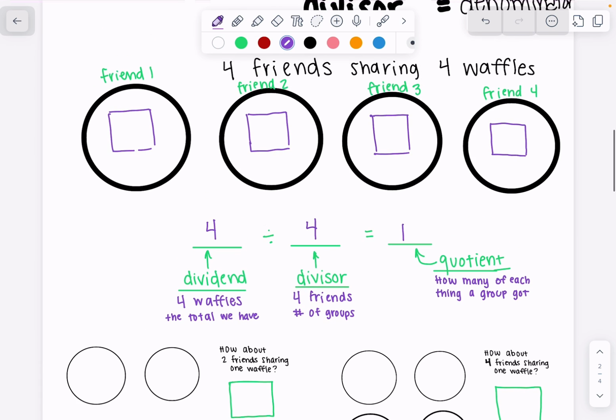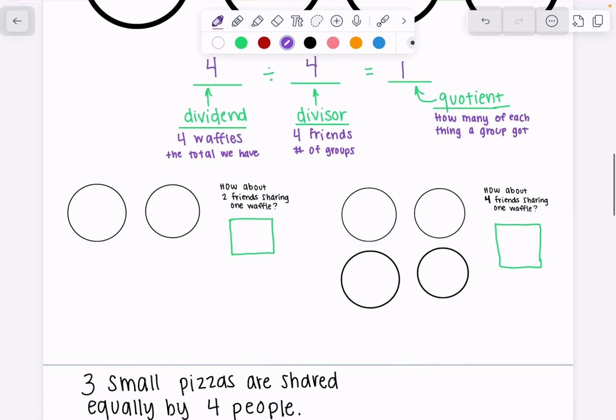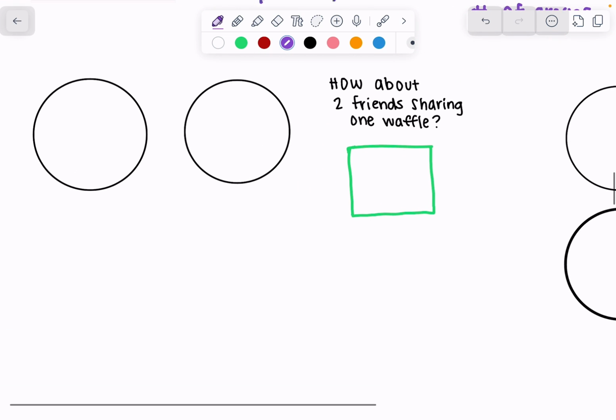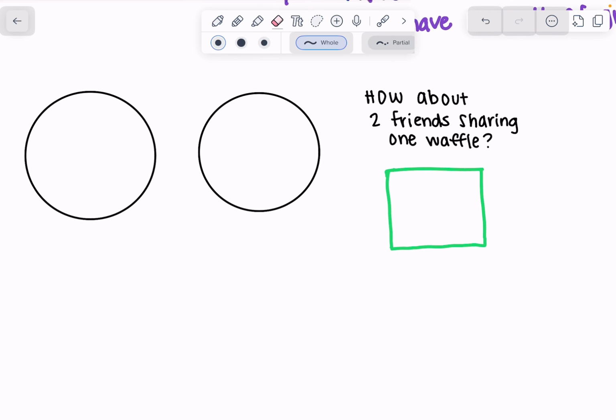So now that we've kind of picked up on this kind of relationship between division and fractions, I want us to look down here. So I asked the question, how about if we just had 2 friends sharing 1 waffle, right? So we want to be fair between the 2 friends. I mean, if you're sharing 2 Oreo cookies, I love Oreo cookies. I don't want you to get more of the Oreo cookie than I do. So we have to share it evenly, okay?